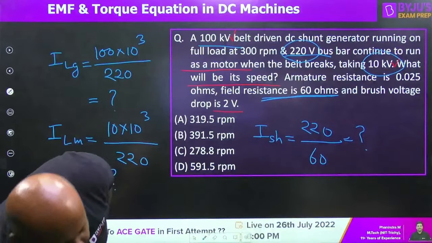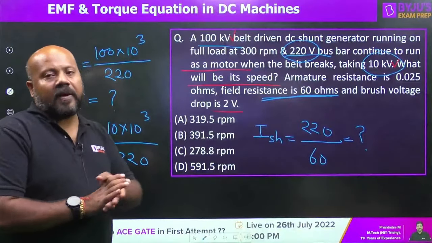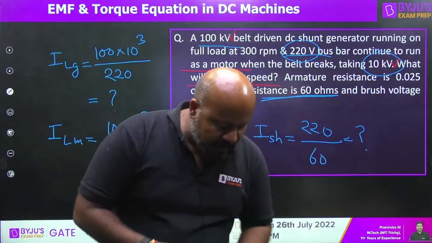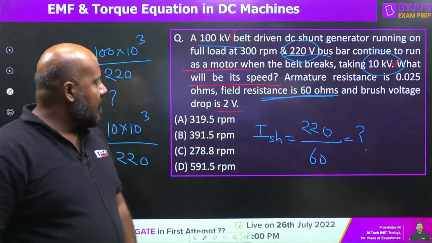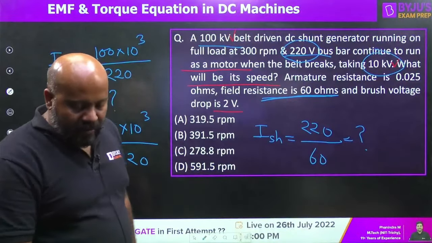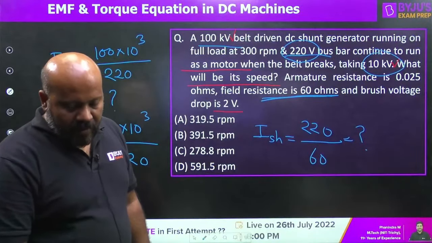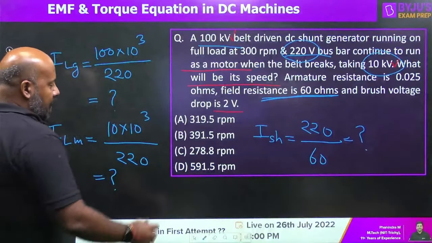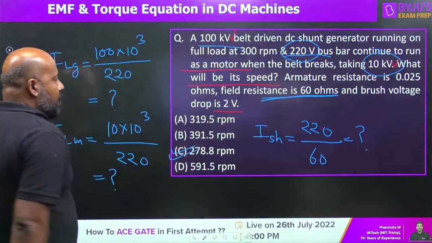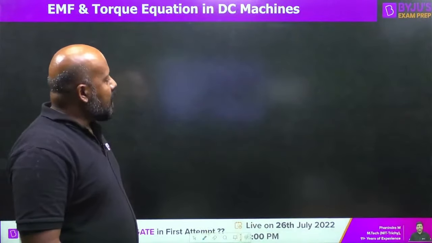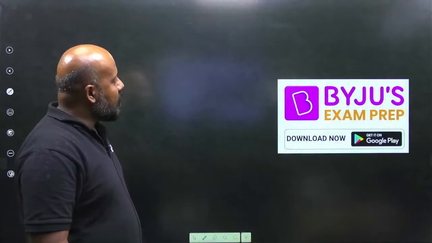Is it clear, friends? So let us stop here. I have some more problems. Yes, you're right, Hanif. I will just tell you the answer to this question, you can cross check it. It must be 278.8. You must be getting C as the correct option for the speed in case of motor. The other problems you can try back home as part of your homework.